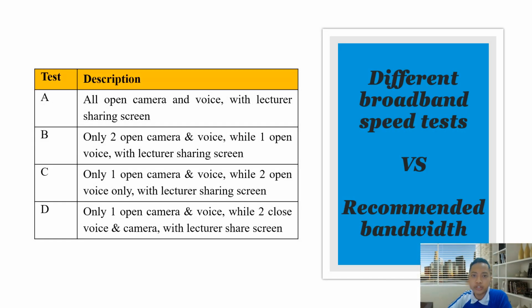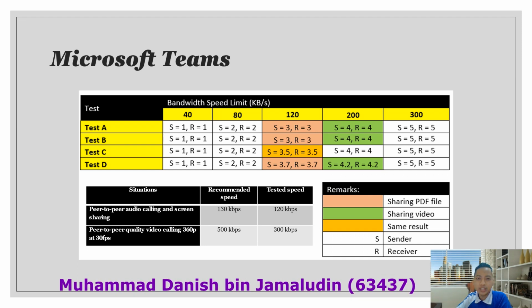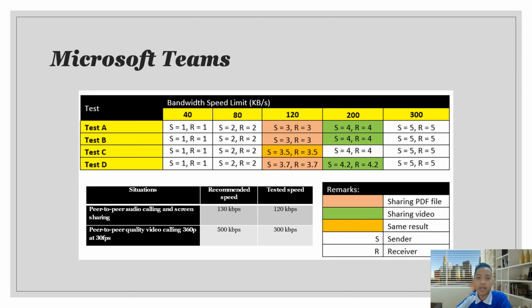In the simulations conducted, we used the NetLimiter software to test 5 different broadband speeds, which are 40, 80, 120, 200 and 300 kilobytes per second. We then simulated 4 situations which happen during online classes in UNIMAS, as shown in the table below. Following are the test results of limiting broadband download and upload speed when using the Microsoft Teams application.